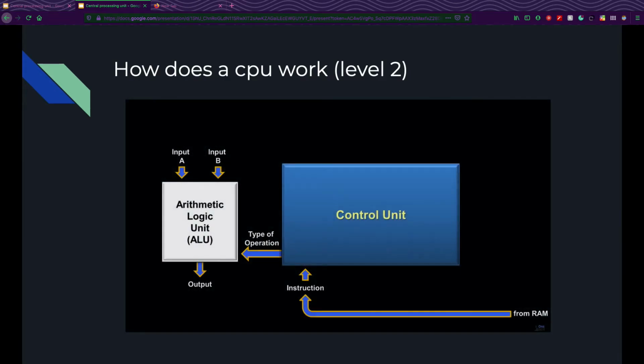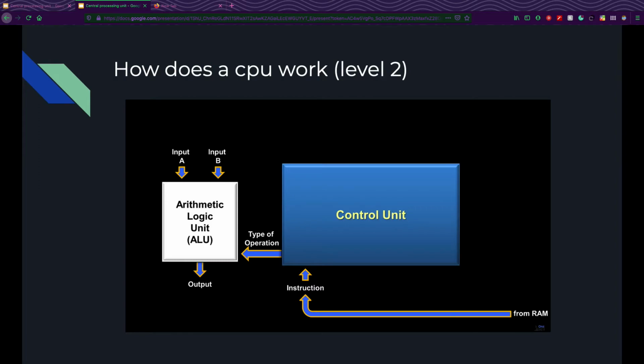If you open the lid of the CPU, you can see there are two units, a control unit and an arithmetic logic unit. You can see the data is coming from the RAM and the instructions are then going to the control unit, which, depending on the type of the operation, is giving it to the arithmetic logic unit, which is performing its arithmetic logic and giving the output.